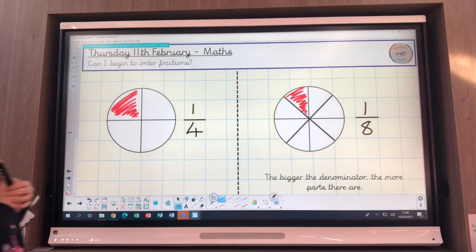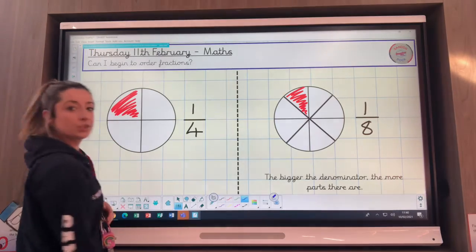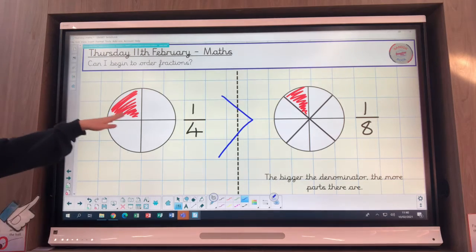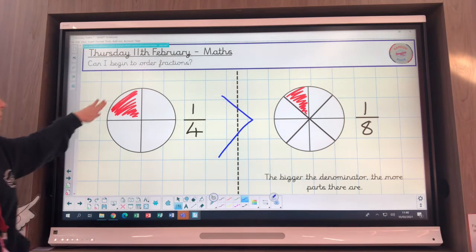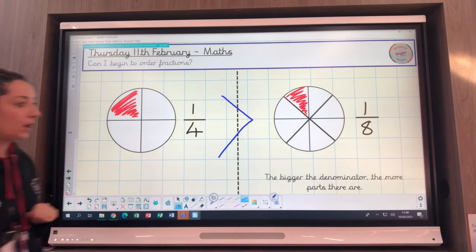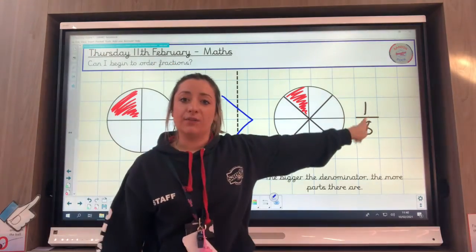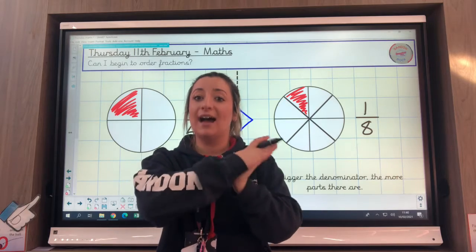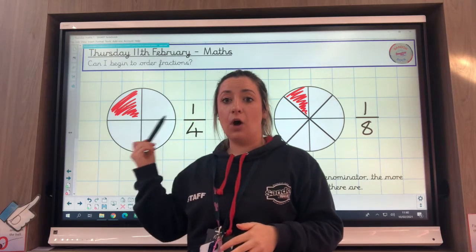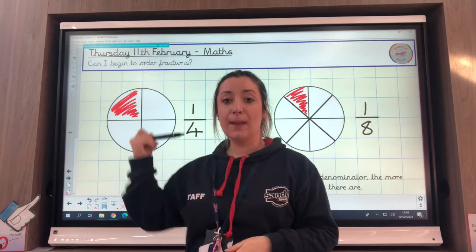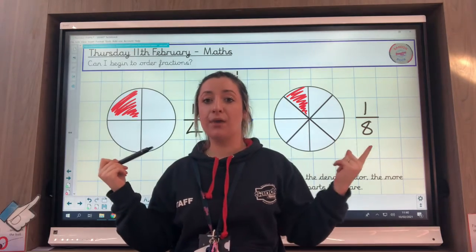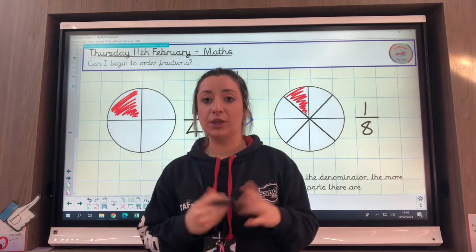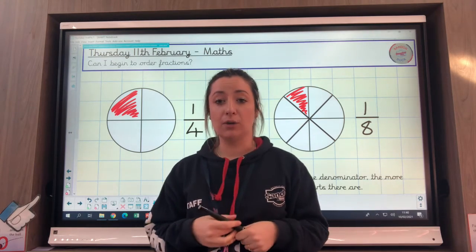Okay, so hopefully you would have noticed, I'll put it in a blue colour so you can see clearly that this is my bigger fraction because there is more shaded out of the whole. The bigger the denominator is, the more parts there are, and the parts get smaller and smaller and smaller. So if you have got 1/4, that is going to be a bigger amount than 1/8. And you can see that this is a bigger amount than this on the board. So that's something to think about when you come on to doing your work.